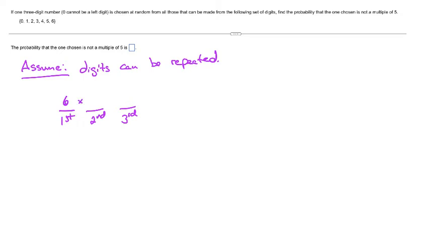Likewise, for the second digit, we have no real constraints. We can reuse digits if we wish, and we can also have 0 in there, and so we have actually 7 possibilities for the second digit. And likewise, for the third digit, we have 7 possibilities for that one. Multiplying all of these together gives us a total of 294 possibilities.